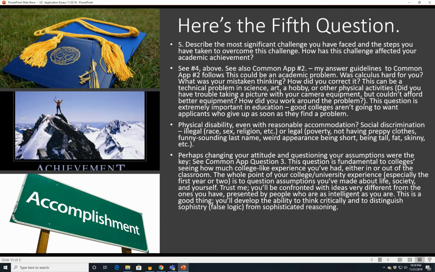So this question is extremely important in education. Good colleges aren't going to want applicants who give up as soon as they find a problem, but they'll always want people who can figure out creative ways to solve a problem when there isn't enough money to do things the conventional way, or there's not enough time, or there are other problems. Okay, physical disability, even with reasonable accommodation, that could be a significant challenge.